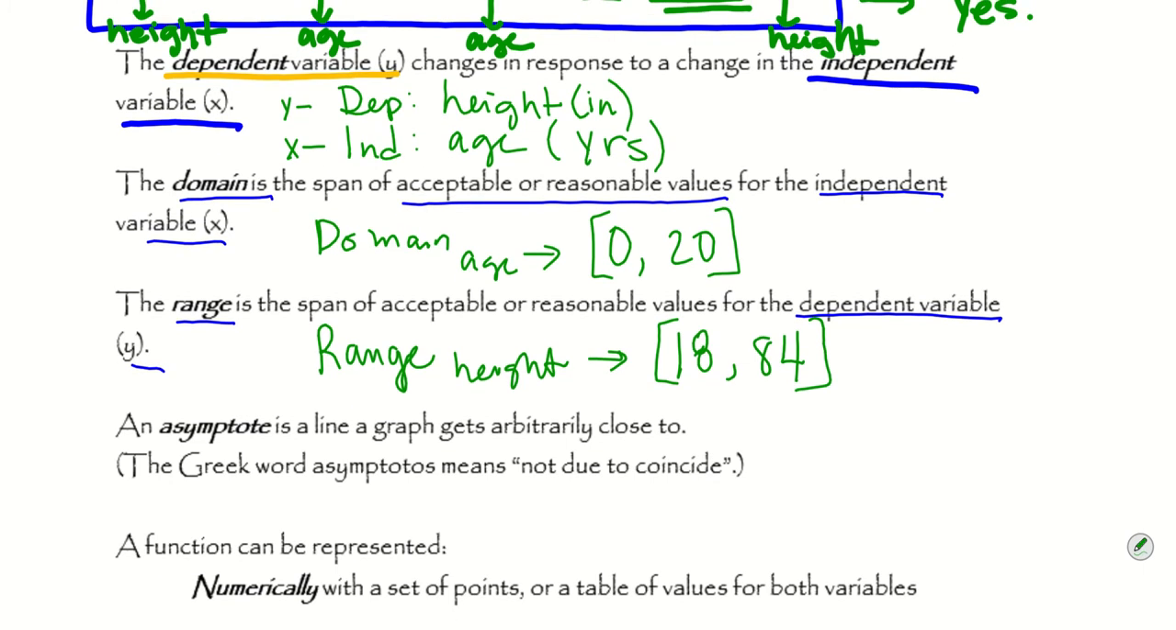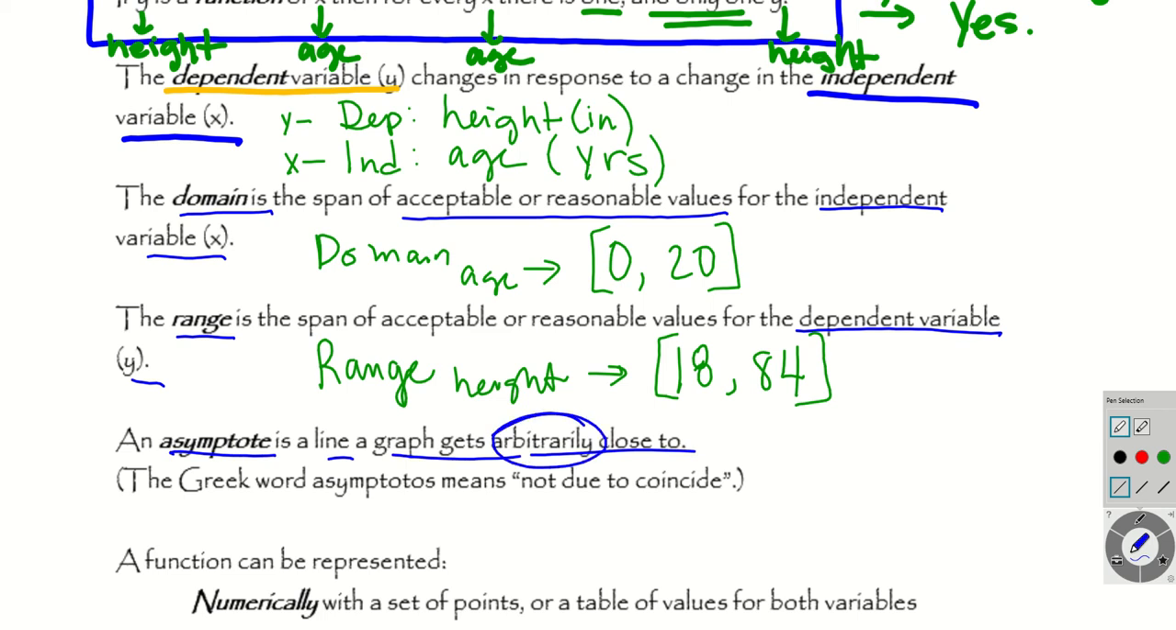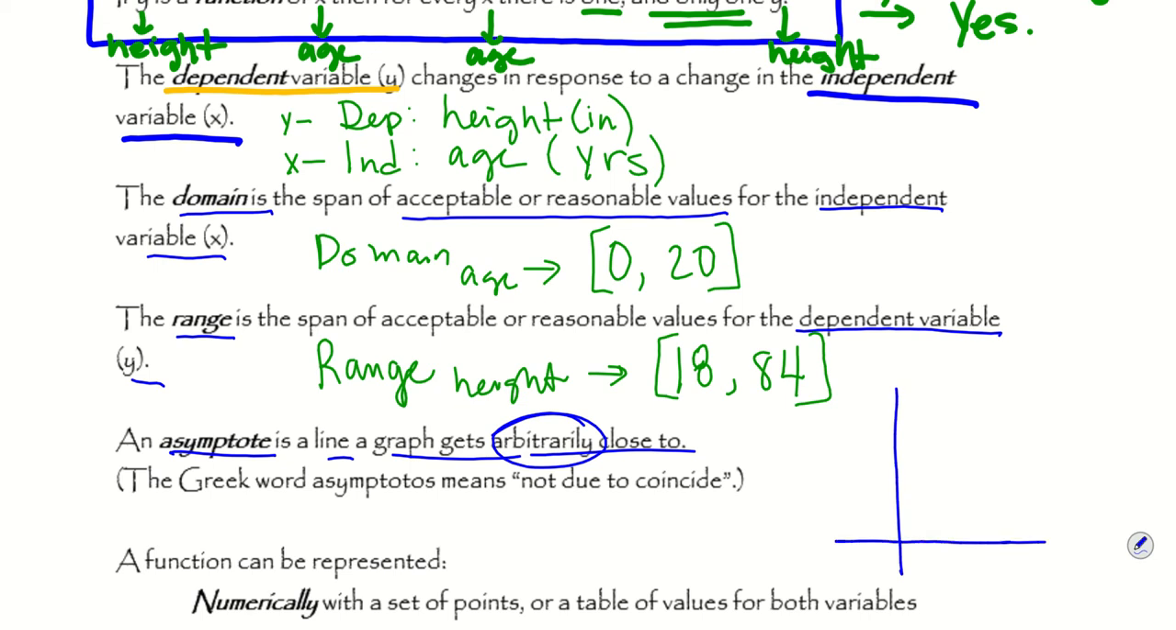The last term I want to review is the term of an asymptote. An asymptote is a line, and it is a line that a graph gets arbitrarily close to. Arbitrary means as close as we want it to. The idea of that is this. If we were to consider the graph of height, that graph starts at some height and increases, and then eventually a person reaches full height.